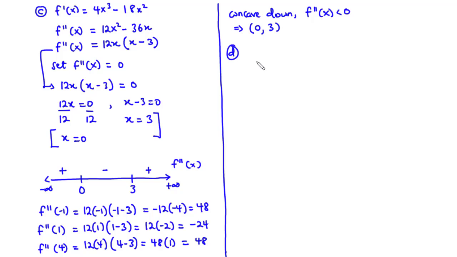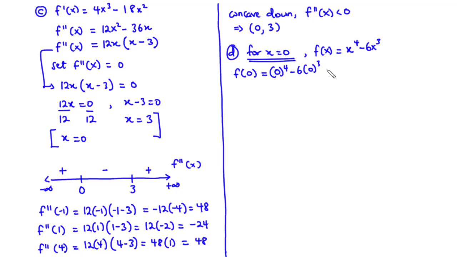Now, if you want to actually obtain the point of inflection of a function, then basically you want to consider the ordered pair of the x value and its corresponding y value. So for x equals 0, we want to find its corresponding y value. So we are going to substitute that into the function f of x. So we are going to have f of 0, and that is equal to, the original function was f of x equals x to the power 4 minus 6x cubed. So we are going to have 0 to the power 4 minus 6 times 0 cubed, and that is equal to 0.